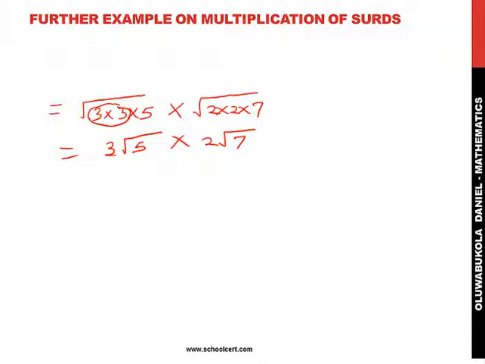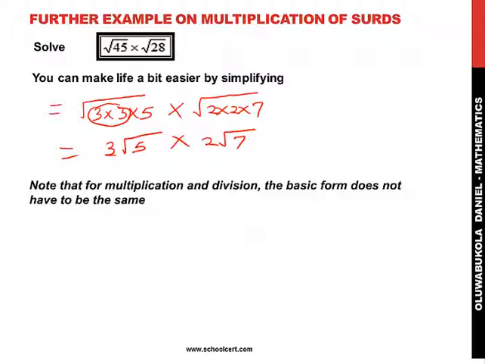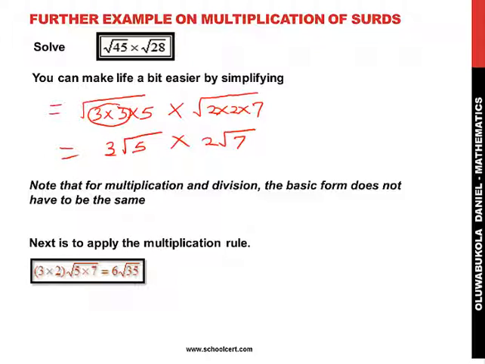This actually makes it a bit easy. You have to note at this particular point in time that for multiplication, they do not really compulsorily have to have the same basic form. So at this particular point in time, we then apply the multiplication rule and multiply out. So we multiply those outside the square root, which is 3 times 2. And then we multiply the ones inside the square root together. So this gives us 6 root 35.